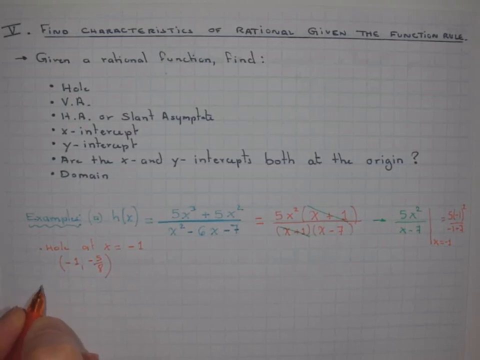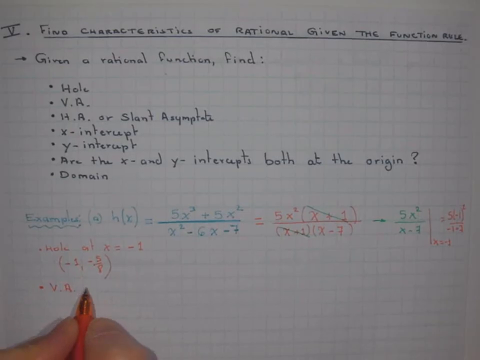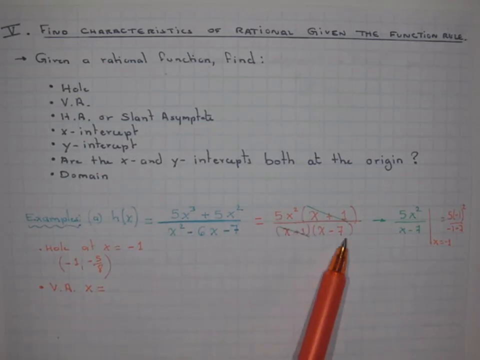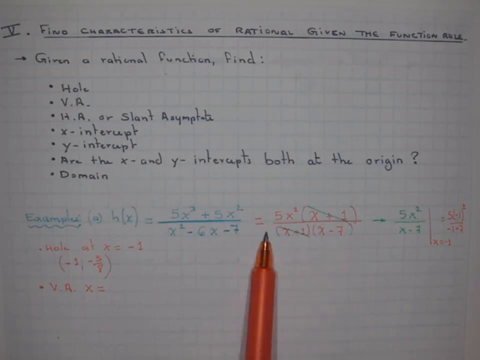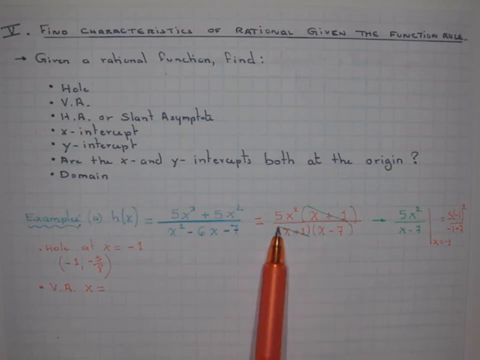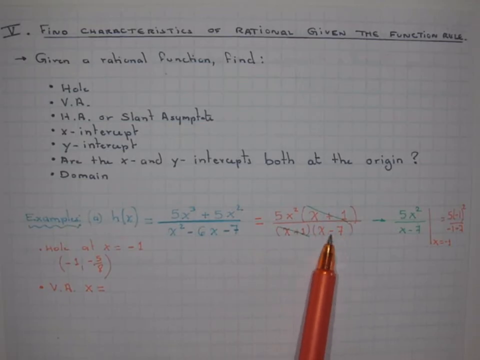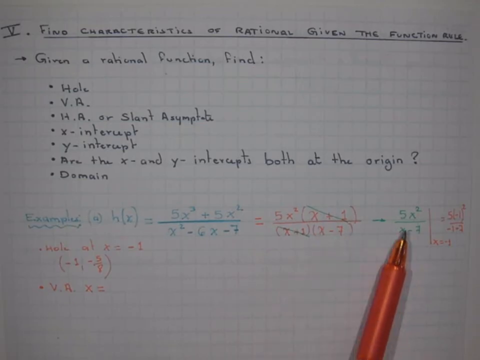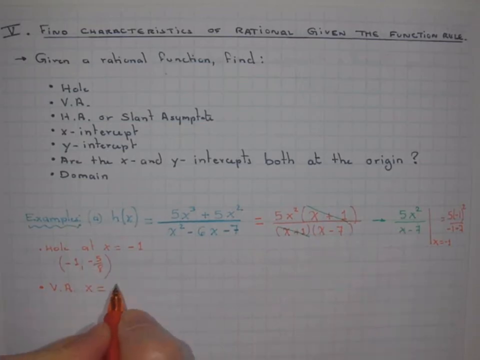Okay, next thing we need is the vertical asymptote, if any. A vertical asymptote, remember, is going to be an x equals, right? So don't just put a number there. Make sure you put x equals. Vertical asymptotes are whatever factors with a variable are left in the denominator after the holes have been cancelled. So we have one factor left here, and that's x minus 7. Therefore, we have a VA at x equals positive 7.